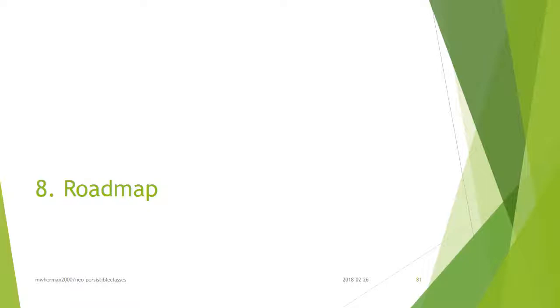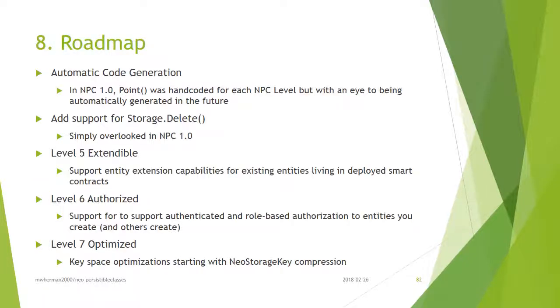Okay, the roadmap section. We're almost at the end. So what are the things that we're anticipating for the roadmap? The next cool thing, and the thing that will really make this practical, is automatic code generation of NPC classes. And I've got a slide where I'm going to talk about that. We need to add support for storage.delete. It was simply overlooked, as I said.